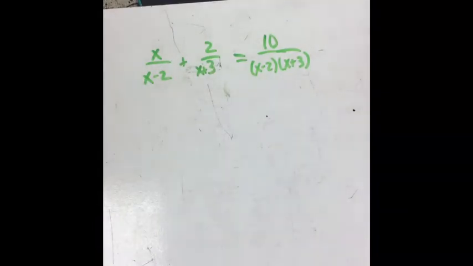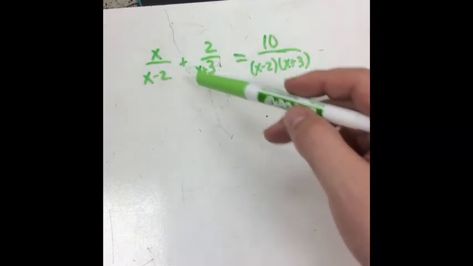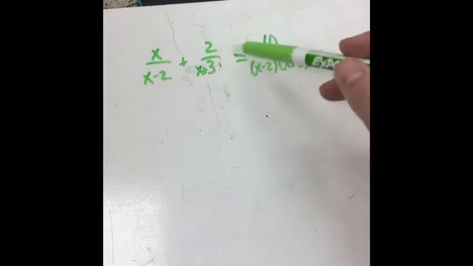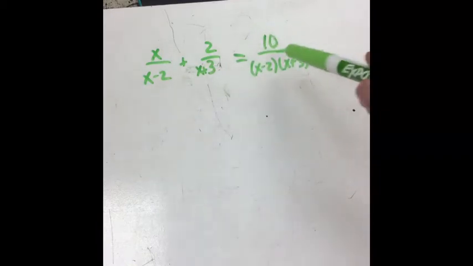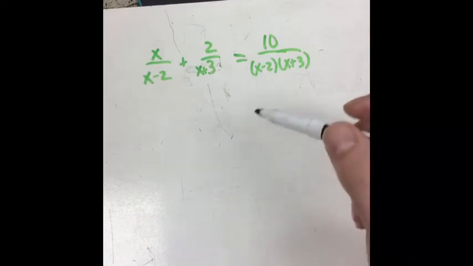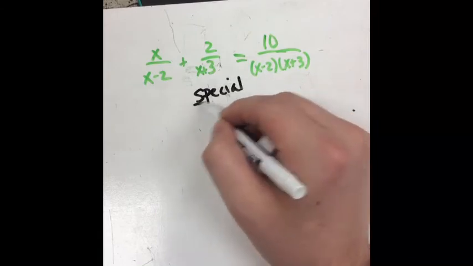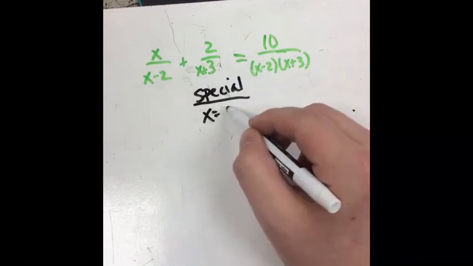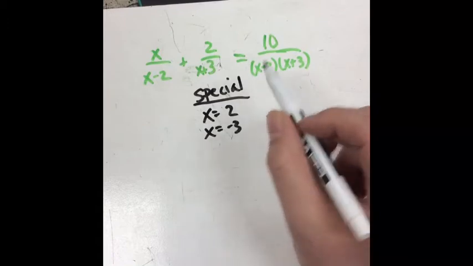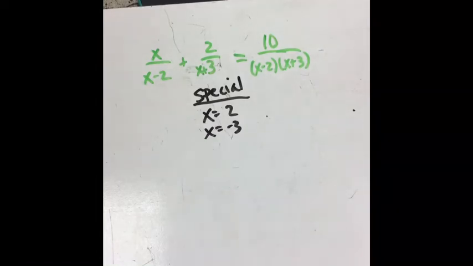Okay, so this is one type of problem you might see in this section. What we have is the fraction x divided by x minus 2 plus 2 divided by x plus 3 equals, here's the big change, 10 over x minus 2 times x plus 3. The first thing we want to do is look for special x's. So again, we're asking what values of x will cause the denominator to go to 0. The special x's we have to worry about here are x equals 2 and x equals negative 3. Negative 3 will make this one go to 0, and x equals 2 will make this one go to 0.